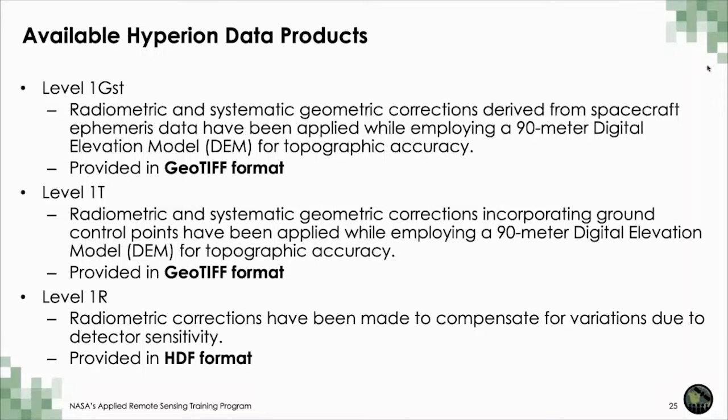For the level 1 GST data, the geometric corrections are derived from spacecraft. And for the level 1T data, ground control points are also used to correct the data. Both the level 1 GST and level 1T data are corrected while employing a 90-meter digital elevation model, or DEM. And this ensures that topographic accuracy is provided within that GeoTIFF format. The level 1R data have further corrections applied, and they are provided in an HDF format.